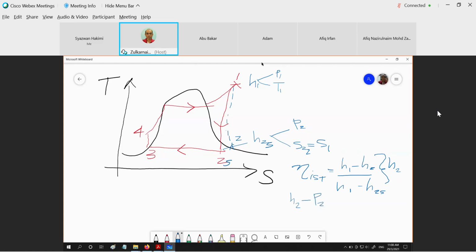And then when we get H2, we look at where H2 is at P2, and then we know whether the state 2 is a mixture or superheated vapor. Okay, so if H2 is greater than Hg2, what do we get? The state?